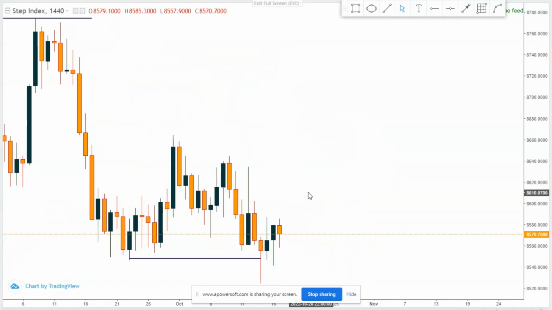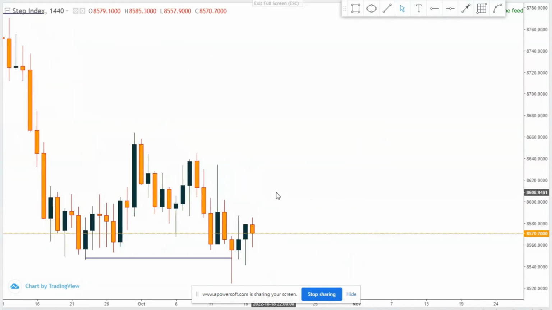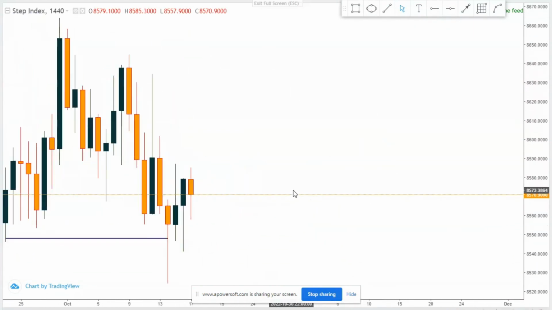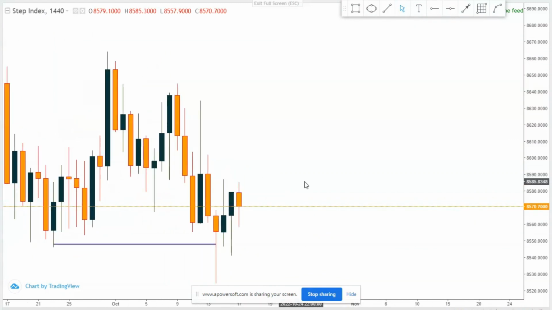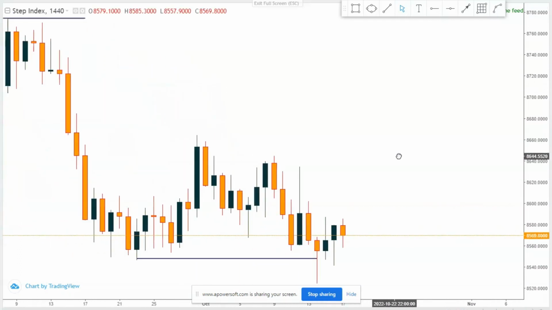Now we are going to do the same thing. We are going to highlight only the candle with the highest rejection. This is what we are going to do. We see that there is this candle here. After all, we are in a bearish trend. Now we see that we have this candle with a large rejection.